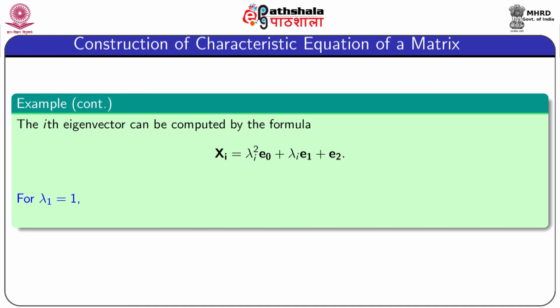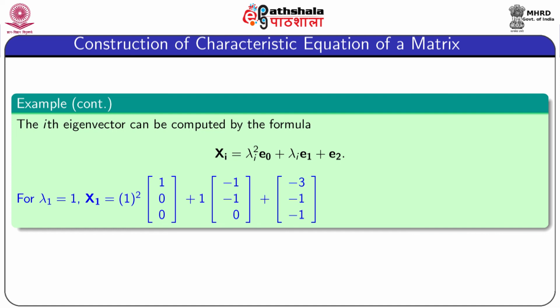Now, for lambda 1 equal to 1, the first eigenvector is x1 equals 1 to the power 2 into the vector E0, which is 1, 0, 0, plus 1 into minus 1, minus 1, 0. This is the term lambda into E1, and the last term is the vector E2, which is minus 3, minus 1, minus 1. After simplification, this becomes minus 3, minus 2, minus 1. So, this is the eigenvector corresponding to the eigenvalue lambda 1 equal to 1.